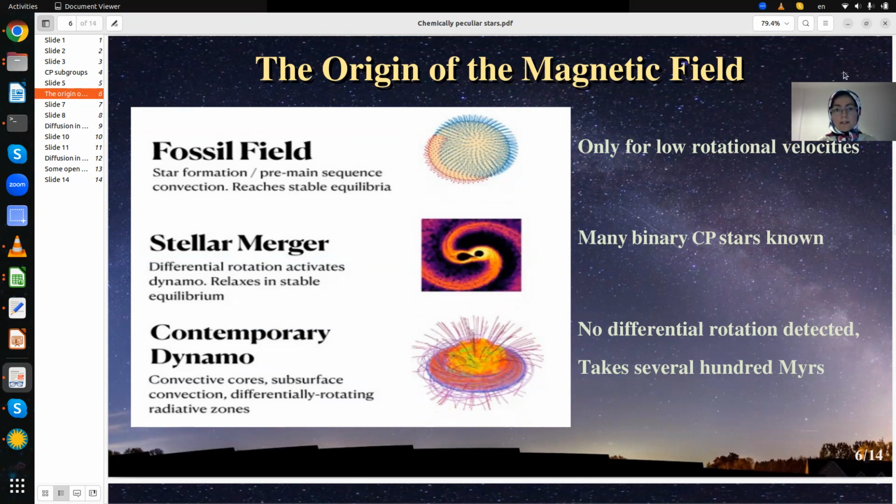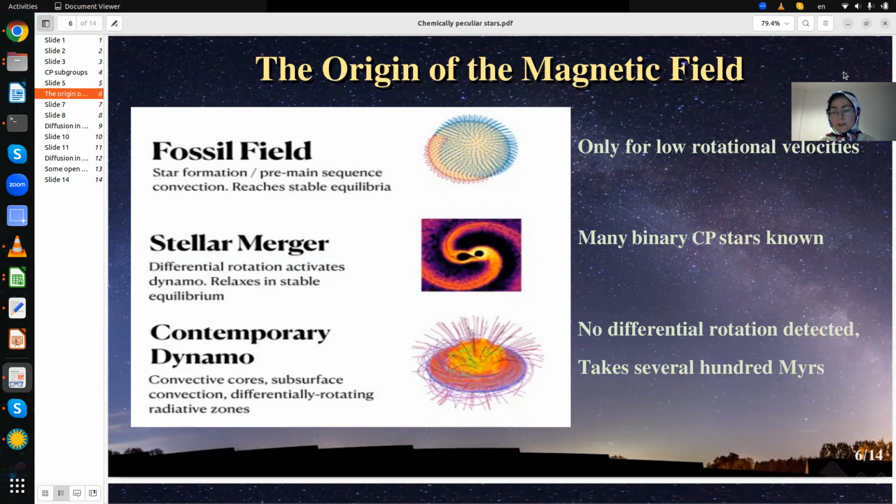velocities. The second one is a stellar merger, where two stars that are near each other merge, and then we have the magnetic field. But for this we need the dynamo, and the dynamo is in the core and is related to convection. But we do not have a dynamo in the core for CP stars.